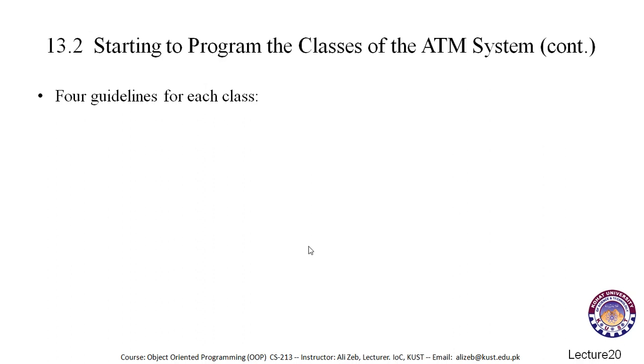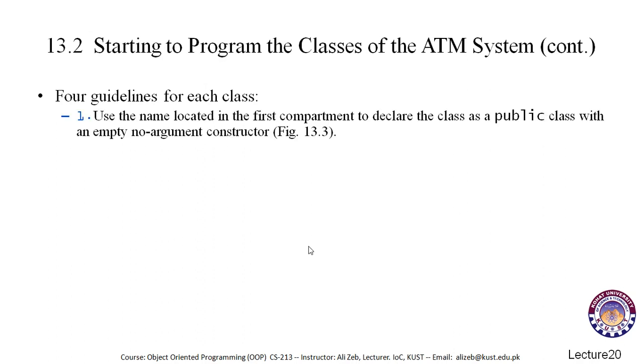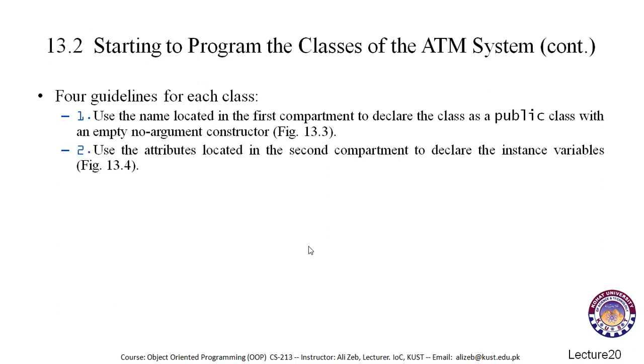Four guidelines for each class. Use the name located in the first compartment to declare the class as a public class with an empty no-argument constructor. And that is how we have been creating our classes. We start with the name of the class, which has been identified by the top compartment in our class diagram. So we start creating our class with public class and with a constructor that is initially a no-argument constructor. Use the attributes located in the second compartment to declare the instance variables.